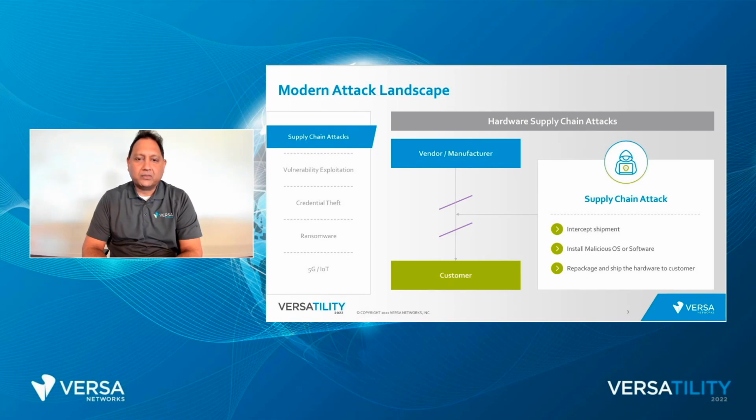So what the attacker would try to do in this particular case is they're going to intercept the shipment while the product is being shipped from the manufacturer to the customer. They're going to open the box and power up the device or the appliance. Typically, these appliances have default passwords. They're going to log in using the default password, and once they are logged into the system, they're going to try and replace the operating system, or replace the software with their own malicious software. They're going to embed their own malicious piece of software.